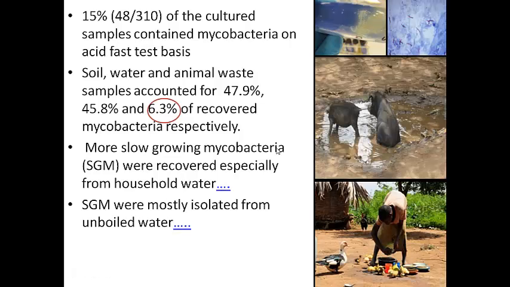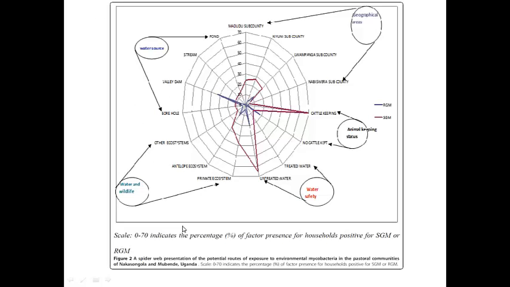The slow-growing mycobacteria were also isolated most in unboiled water. Now remember that the attitudes of these pastoralists are that they know that water could be the source of these infections, but they're not willing to treat it. And here we are actually finding more slow-growing mycobacteria that is potentially pathogenic to them and the animals in these untreated water.